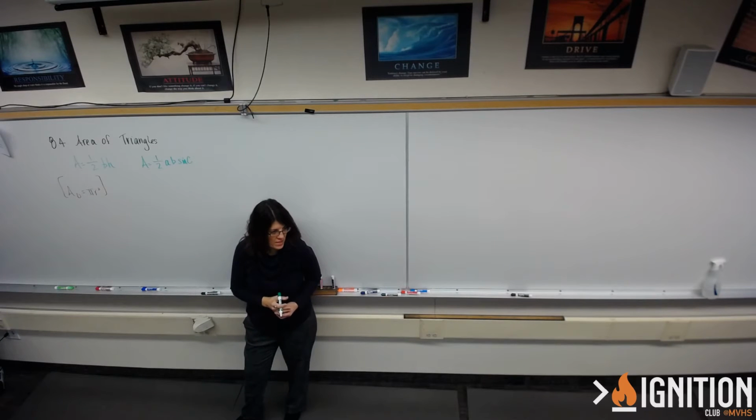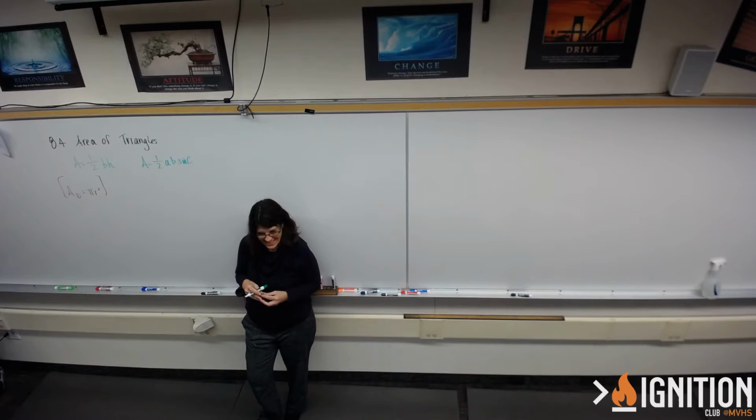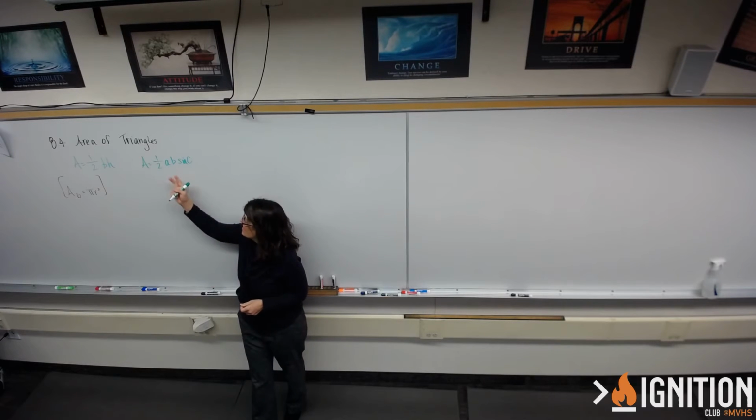This is hopefully going to avoid having to drop a perpendicular all the time to find the height. And then there are two variations. One-half BC sine A. And then there's one more: one-half AC sine B. So essentially, two sides and the included angle. This is side-angle-side. I'll draw a picture in a minute, but this is side-angle-side.